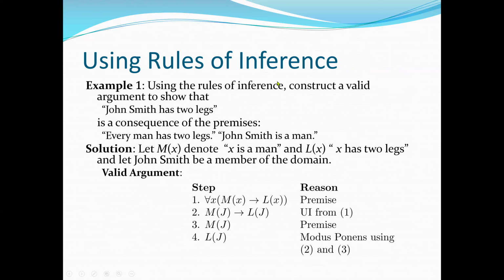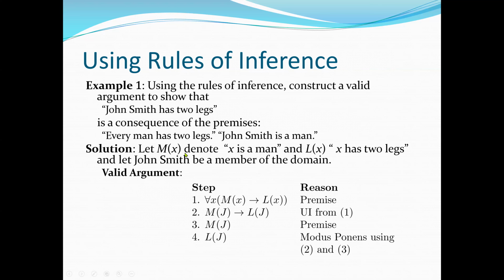So using the rules of inference, let's look at this example here. Using the rules of inference, construct a valid argument to show that John Smith has 2 legs. It's a consequence of the premises: every man has 2 legs, and John Smith is a man.